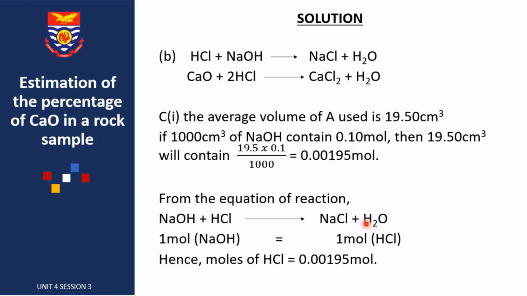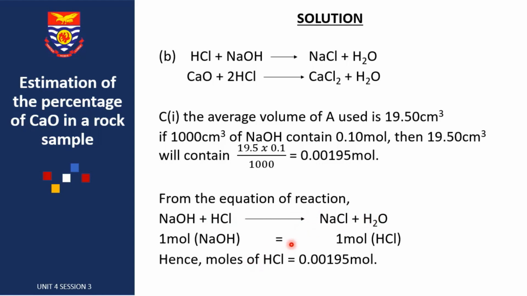We use our mole ratio to find the corresponding moles of the acid. The mole ratio here is 1:1. In other words, for every 1 mole of sodium hydroxide, we will have 1 mole of the acid reacting. So 1:1. That's the agreement between them.